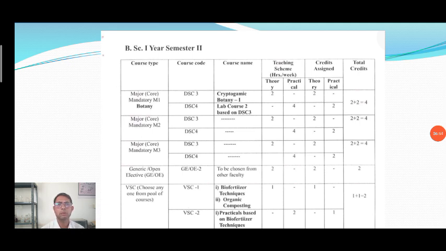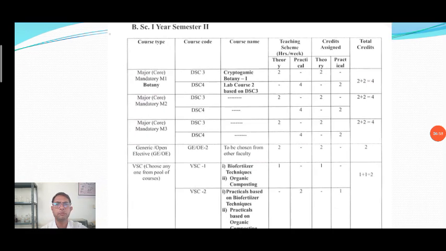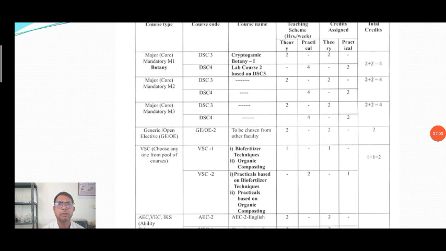Now there will be another inclusion, that is VSc. It is again a very useful course, and in this there are biofertilizer techniques, and second is organic composting. From these two, any one subject is to be selected by the student, and on the basis of this subject there will be an inclusion of practical.